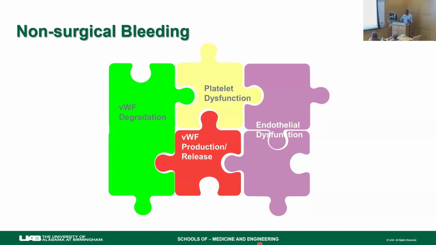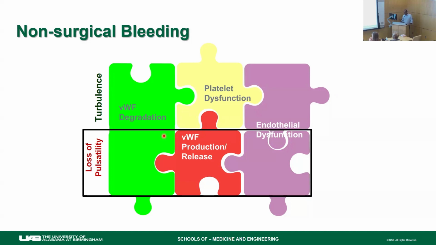So we acknowledge that, and then we try to look at different factors that could make this a complex multifactorial problem. So there's endothelial dysfunction, there's von Willebrand factor, there's alterations in von Willebrand factor homeostasis, and then there's also platelet dysfunction. So there's two factors that one, the literature believes is very significant, that's turbulence, and then one which we think is more significant than that, which is loss of pulsatility. So today's talk is going to focus on the loss of pulsatility, how that contributes to dysregulation of vWF homeostasis and endothelial dysfunction.